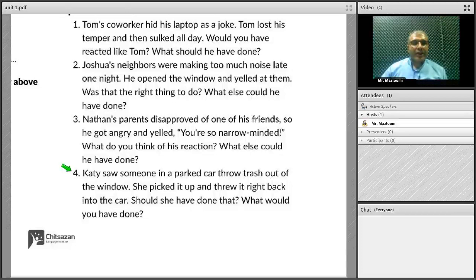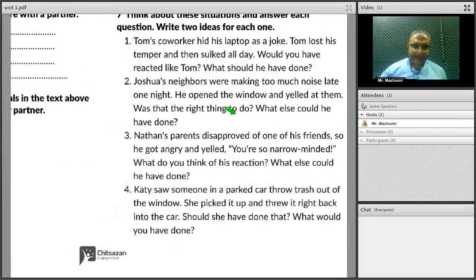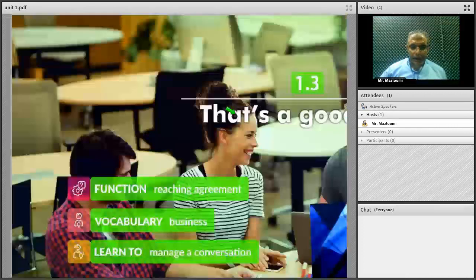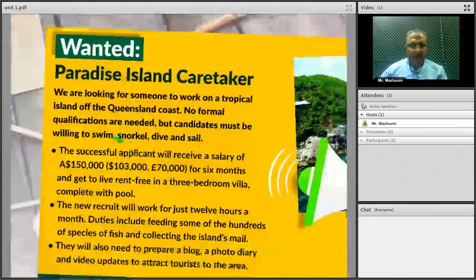Well, she shouldn't have thrown it back into the car. She should have put it in a trash can. I would have talked to them. I would have asked them not to litter, not to throw trash. I would have put the trash in the trash can. I would have just ignored it. Okay, now let's move on.